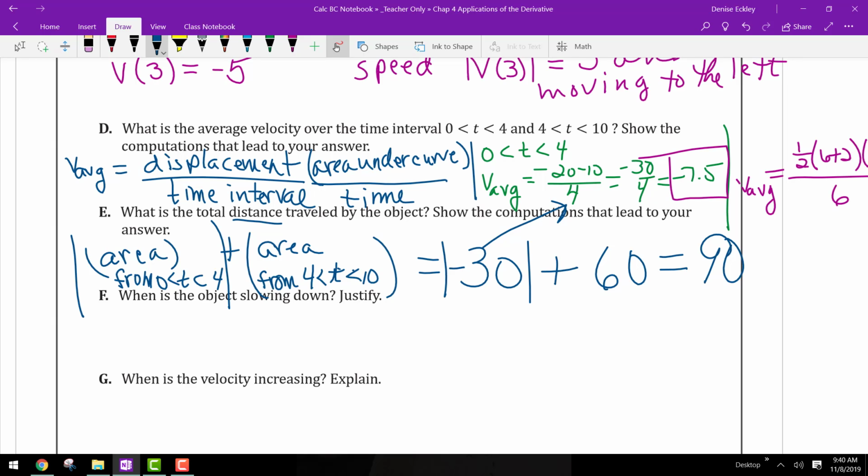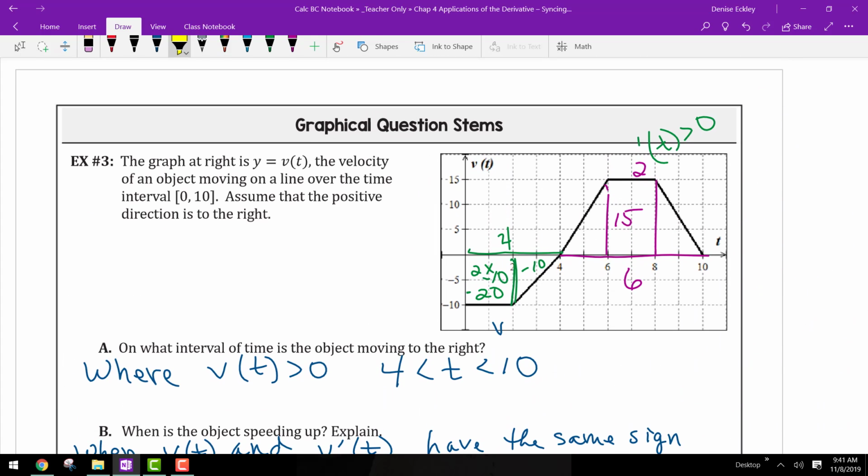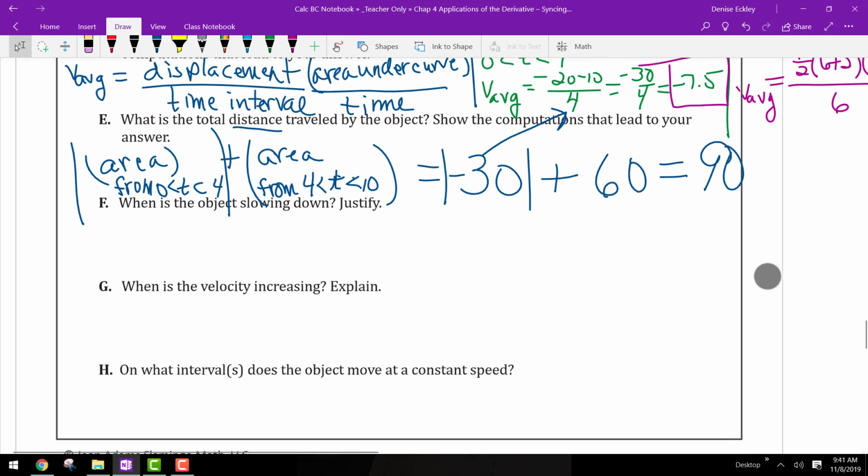Okay, part F, when is the object slowing down? Justify. So there's two places where the object is slowing down. It's when the velocity and the acceleration have opposite signs. So that is going to occur in this section from 2 to 4, because I have positive acceleration and negative velocity. And it's also going to happen from 8 to 10, where the opposite is true. I have positive velocity and negative acceleration.